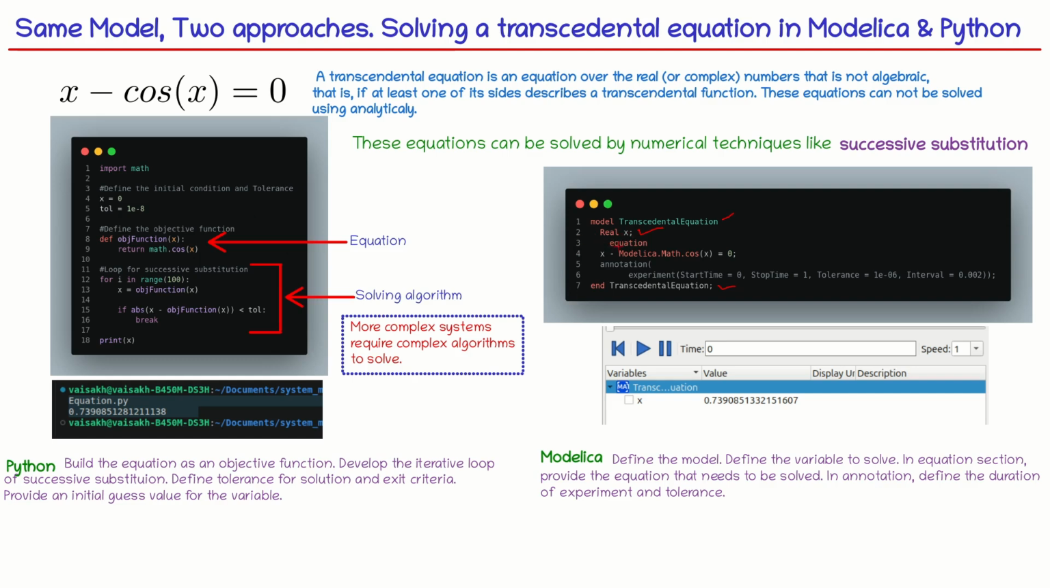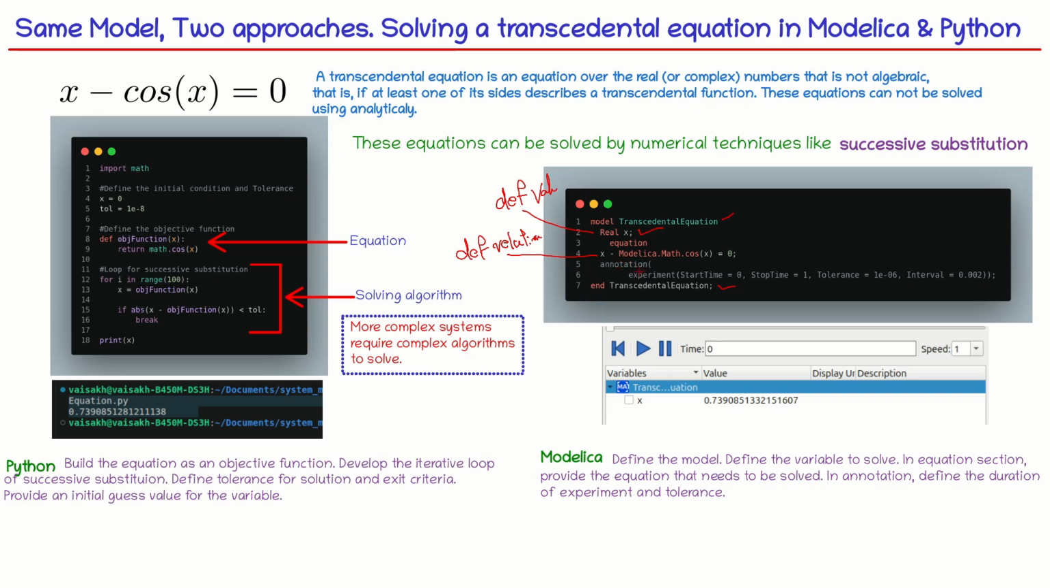After that, we call an equation section. So a Modelica model has two sections. One is the variable or parameter section where we define values. Then there is an equation section where we write the equations or define relationships. So here we defined the variable x, and here we define the behavior of x, or the relation of x with cosine of x, by using the same equation. Modelica has a math library and we can get the cosine function from there.